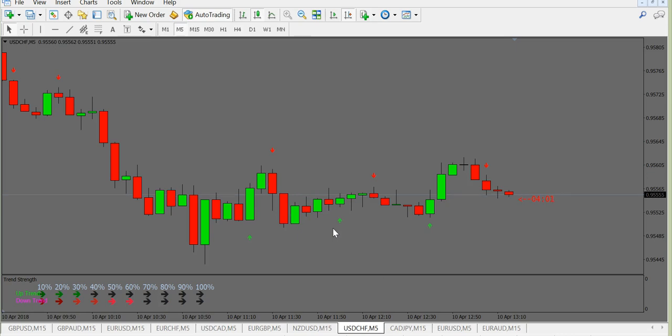So this was the Trinax trend indicator, which can be used both for forex and for binary. And we had 2 live trades.